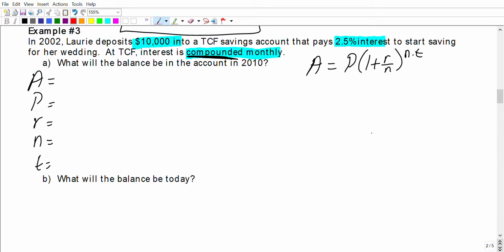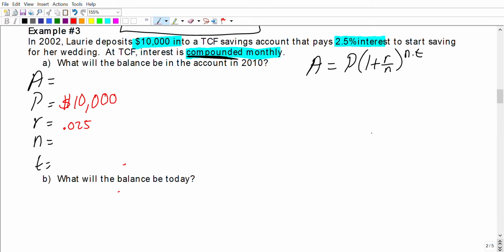It says Lori deposits $10,000 into a TCF bank account. So that's the initial amount that was deposited, $10,000. Right? Then it says at 2.5 interest. Okay, at 2.5% interest, we have to turn that into a decimal, which is actually 0.025.